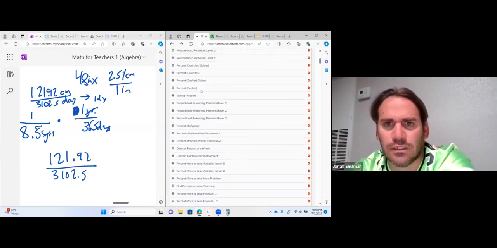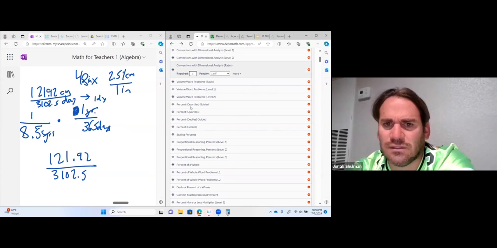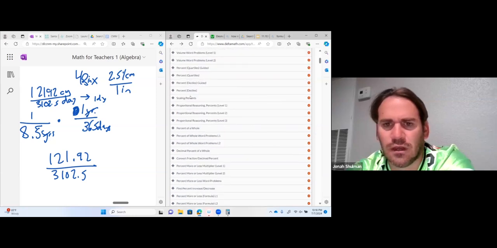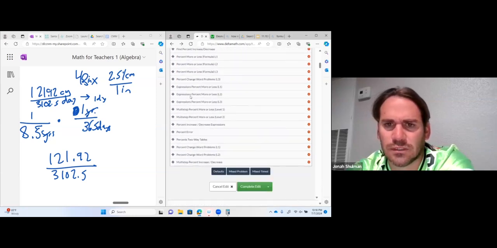All right, so I'm going to pause here. We're about a third of the way done with this one. We'll see how far I want to go. We'll do some of the volume ones, I know it's geometry based, and then I'll do all the percents. I know the percents, there's so many.